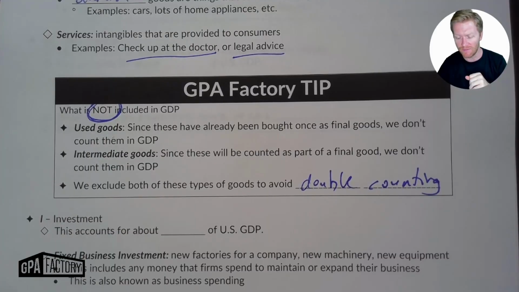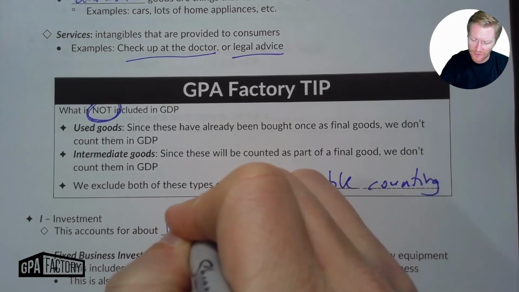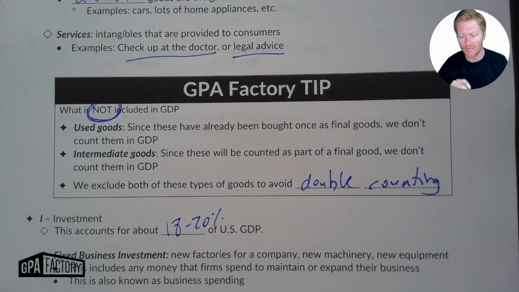Now we get into investment. This is going to account for about 18 to 20% of GDP. And again, this fluctuates year to year. You don't have to know the exact dollar amount because it does change. But just know that it is about the same size as government spending or government purchases, but it is going to be a smaller component than consumption.